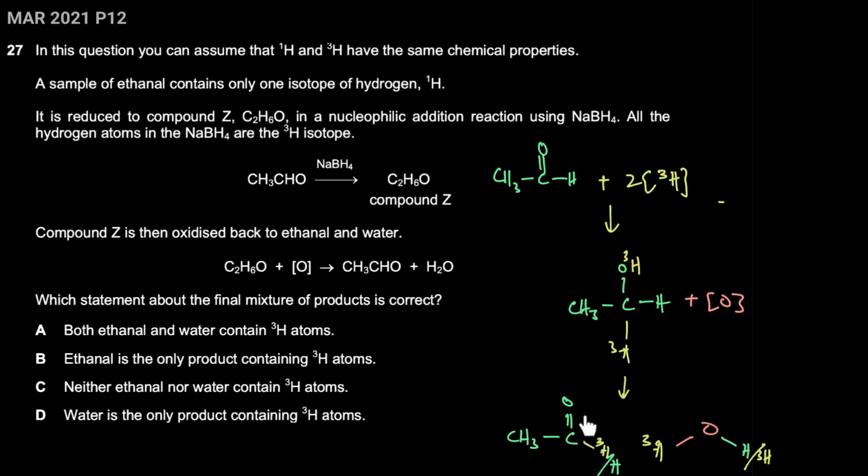So 50% of the ethanol molecules will contain the hydrogen 3 isotope, whereas all of the water molecules will contain at least one hydrogen 3 isotope. So what we can say is that both ethanol and water will contain hydrogen 3 atoms in the final mixture of products. So A is our answer.